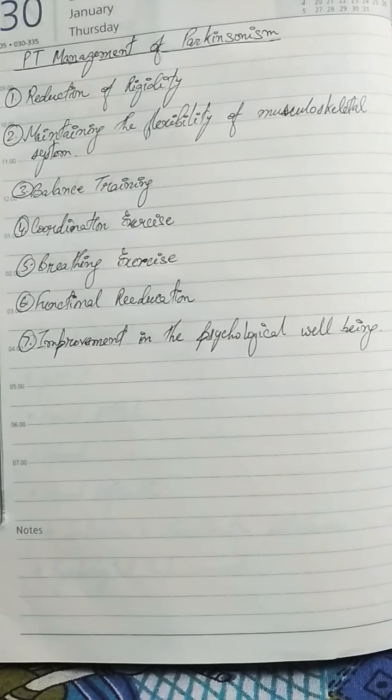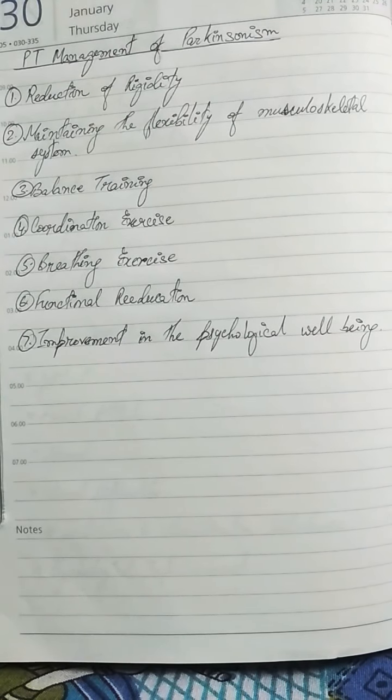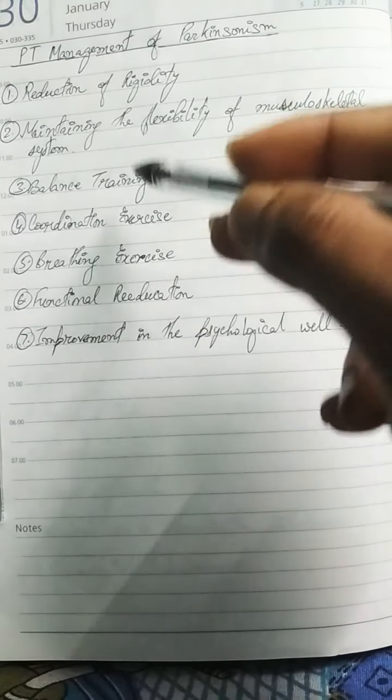So first of all, it should be done in sitting, and then in standing, and then even reaching out activities or multi-directional reach activities can be done. So balance has to be improved for the patient.